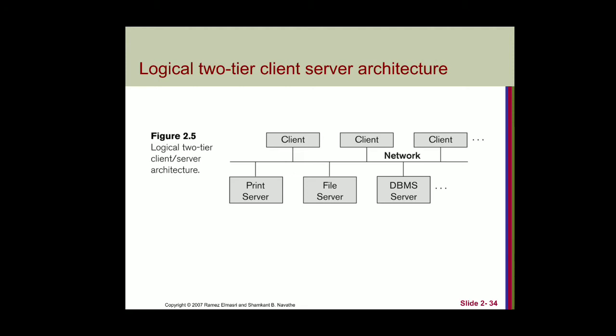This is a logical two-tier client server architecture. We can see at the top we are going to have a lot of clients and they are connected through a network, and below we can see there are specific servers. Right, if we want to print a document, then print servers are going to do the job for us. Then if we want to delete a file or check the content of it, we can make use of the file server. And if we want to deal with something related to database querying, then we can make use of the DBMS server. Right, each server has its own functionality to be done.